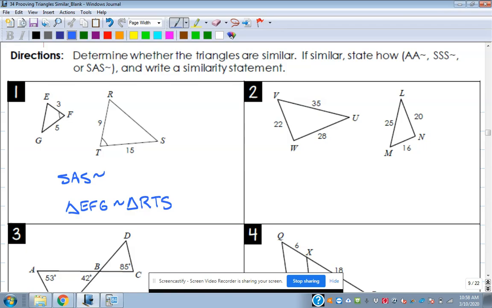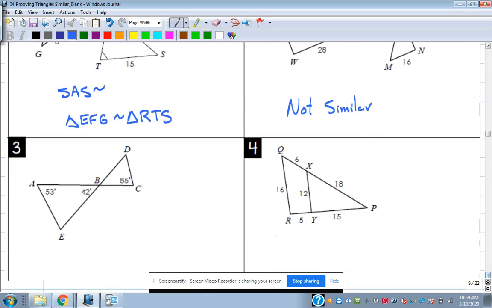Number 2, you're saying is not similar. Why? Give us the reason. 28 over... All right, so matching up sides, 22 goes with 16, right? And then 28 over 20 doesn't simplify to be that. So the ratios are not the same. So you're right, they're not similar. Okay, ratios don't match. All 3 pairs of them don't.